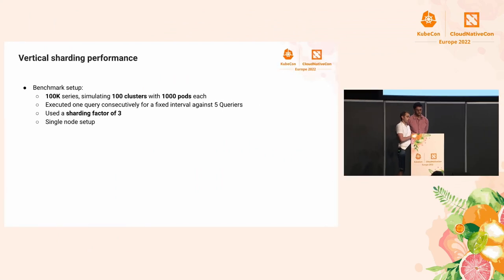We have 100,000 series, and by that, we hope to simulate a setup where we have, let's say, 100 clusters with 1,000 pods each in each cluster. And then we compared query execution in sharded versus non-sharded setup. For the sharded setup, we use something we call a sharding factor of 3. That just means one big query would get split into 3 smaller queries and would be executed and fan out in a parallel manner. And in the default mode, in the non-sharded implementation, we would just execute queries in a round-robin manner across 5 different queriers. And to keep everything simple, we did the benchmark on a single node, essentially, on a single machine.